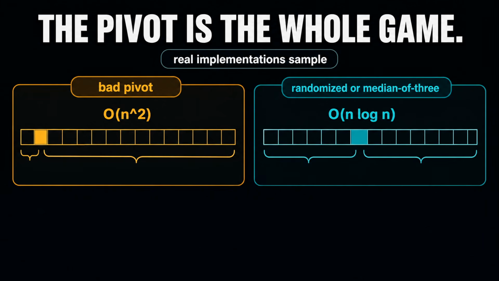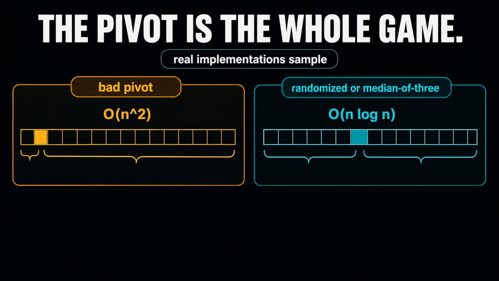The pivot is the whole game in Quicksort. A balanced partition gives you log n levels of recursion. A skewed partition gives you n levels and the O of n squared worst case. Real implementations never use a fixed pivot. They randomize, or they take the median of 3 samples, or they switch strategies based on input size. That is why your language's Quicksort is robust against the adversarial inputs that broke the textbook version. Well, that is the part most engineers do not realize they are getting for free.